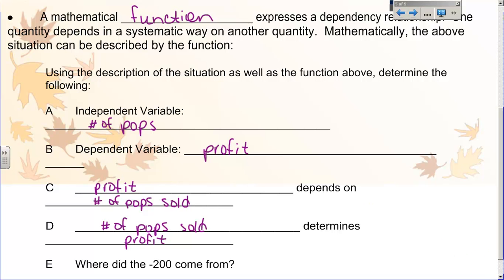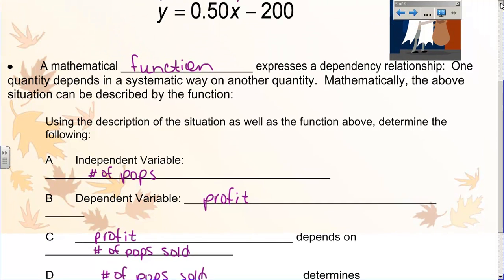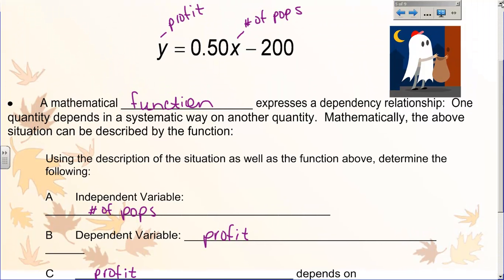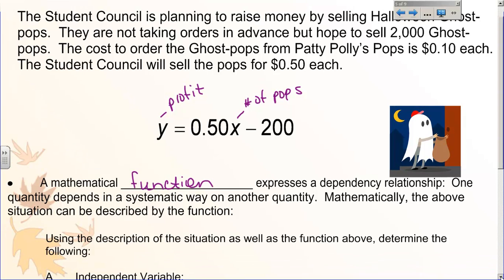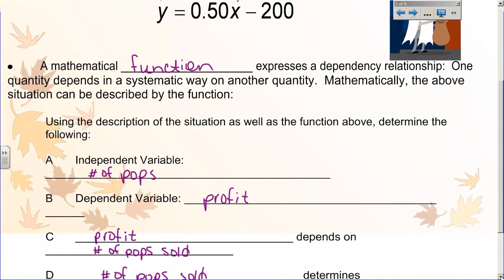Now in that function that was written, y equals 0.50x minus 200, we have this minus 200, but nowhere in the situation was there a 200. There's a 2,000, but there's not a 200. Where did that minus 200 come from? Think about the situation. Think about what it's saying, and what does that minus 200 represent? Where did it come from in order for them to write their function?